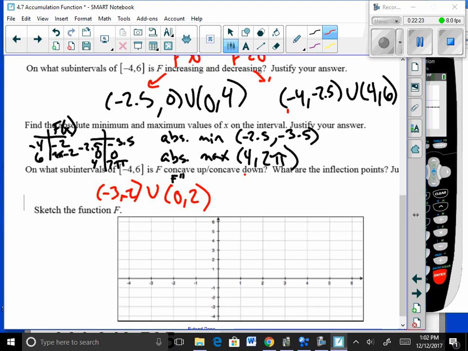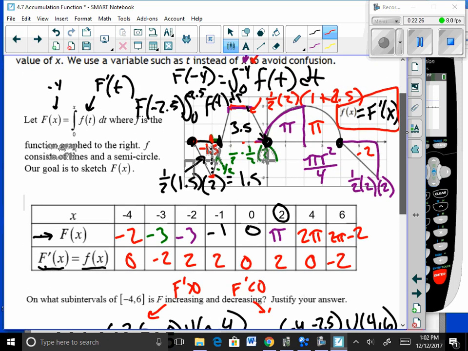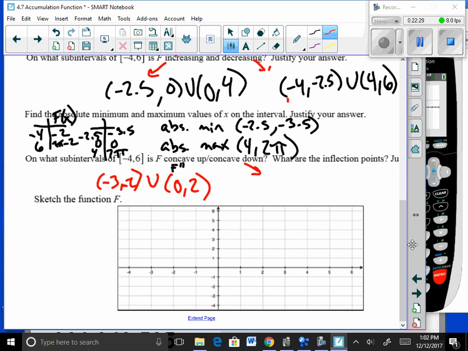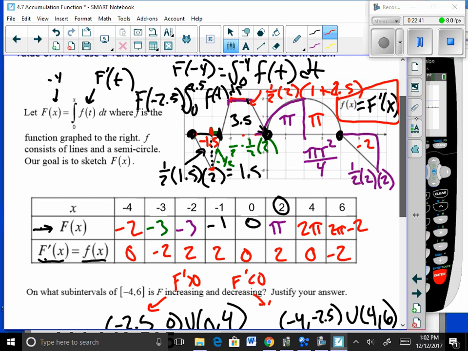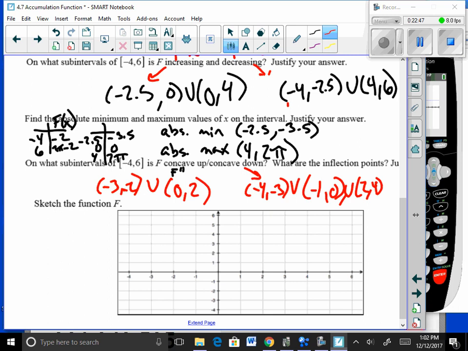So then concave down when we have our negative slopes. So from negative 4 to negative 3, negative 1 to 0, 2 to 4. Actually, do I need to break from 2 to 4? I could actually just say from 2 all the way to 6, because that's all just a negative slope.